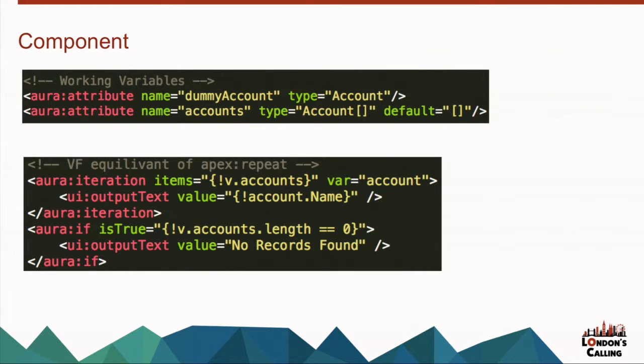Further down the page, we've got the iteration block, which outputs these to the page. Again, this is now an Aura iteration rather than your standard Apex repeat. It's exactly the same thing, very similar markup, looping over your collection and referencing your individual ones. One thing I will point out is, if you're going to reference any of your working variables at the top in your component, make sure you prefix it with v dot.